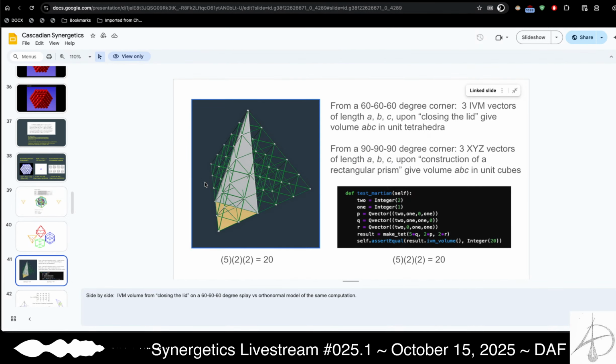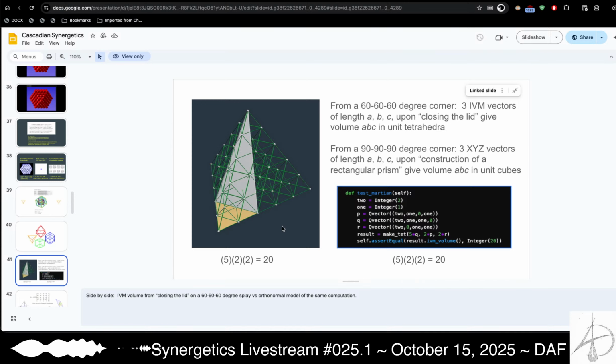Here we see an image that we've seen a little bit earlier. Often this math is called Martian math because there's like a sci-fi cult around reuniting with our Martian colleagues, and they've already been using this math, and so we're using the XYZ at that moment in the story, and they're using the IVM and the Synergetics, and so we bridge and we communicate that way.